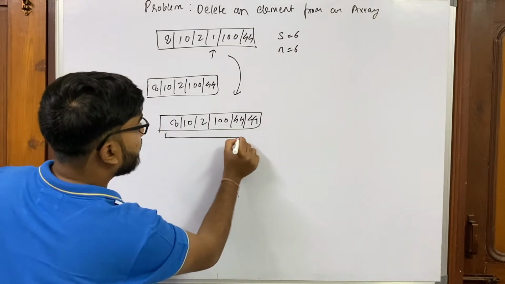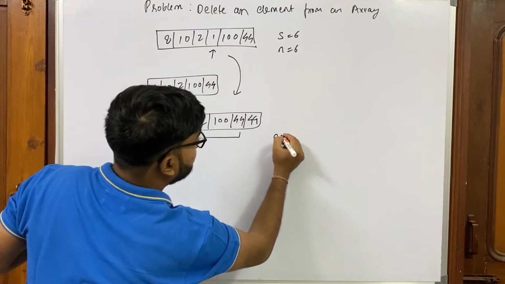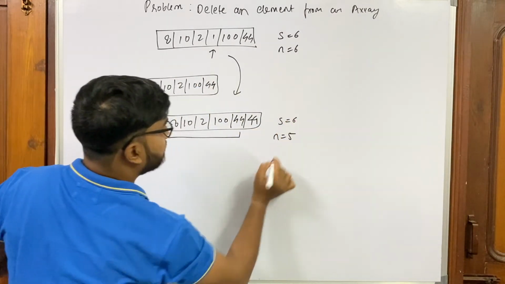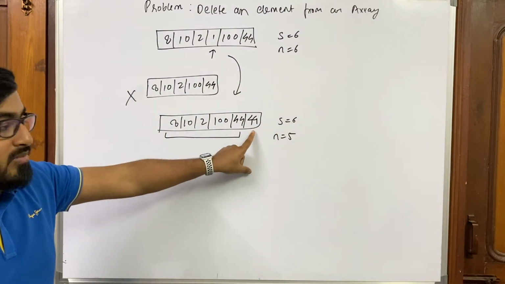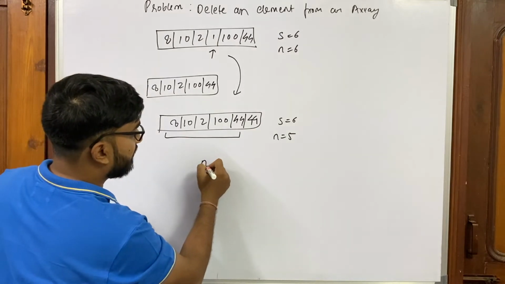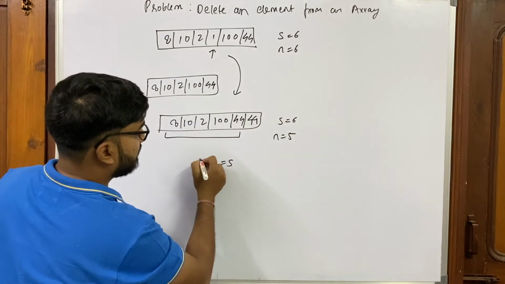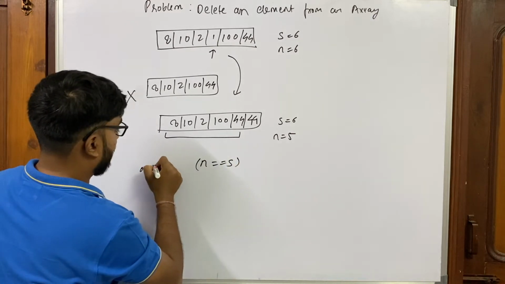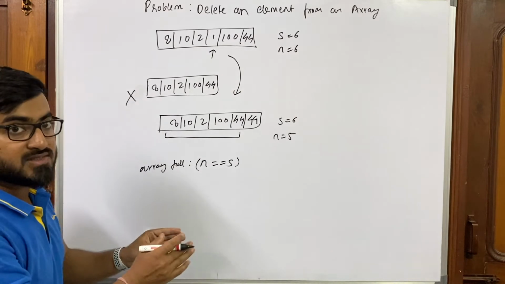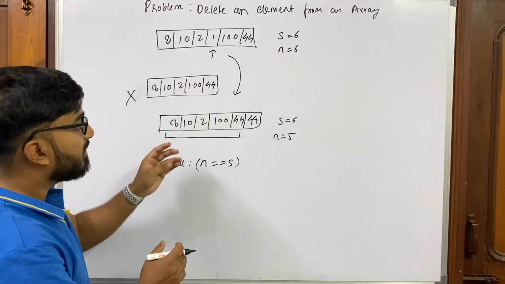So these are the 5 locations I'm using. My n is now 5 because I deleted one element. My size remains 6, so there is place for one more element in this array, because it's a standard check that the array is full if n is equal to s. So in order to delete an element from an array, we are shifting all the elements to the right of it one step left.